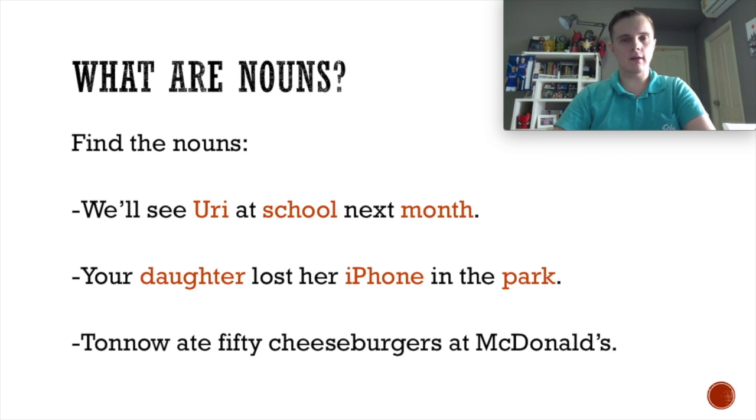And next sentence, Tonau ate 50 cheeseburgers at McDonald's because she's very greedy. Tonau ate 50 cheeseburgers at McDonald's. What are the nouns? First noun should be easy. Tonau. Tonau is a girl in IP5, so she is a person, she is a noun. Next one, cheeseburgers. Cheeseburgers are a type of food, so they are a thing. And last one, McDonald's. McDonald's is a place. It is a restaurant where you can go to buy food.